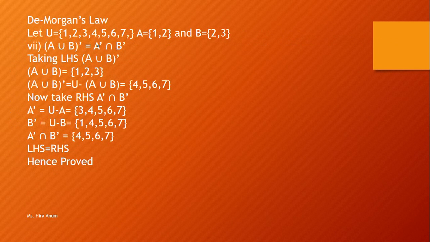De Morgan's law. In this you have to know these properties. U equals this, A equals this, and B equals this. (A union B) whole complement equals A complement intersect B complement. Then you have to solve this, taking the union, then take the complement of this. This is the answer. Taking the complement of A, the complement of B, then intersect, the answer will be this.